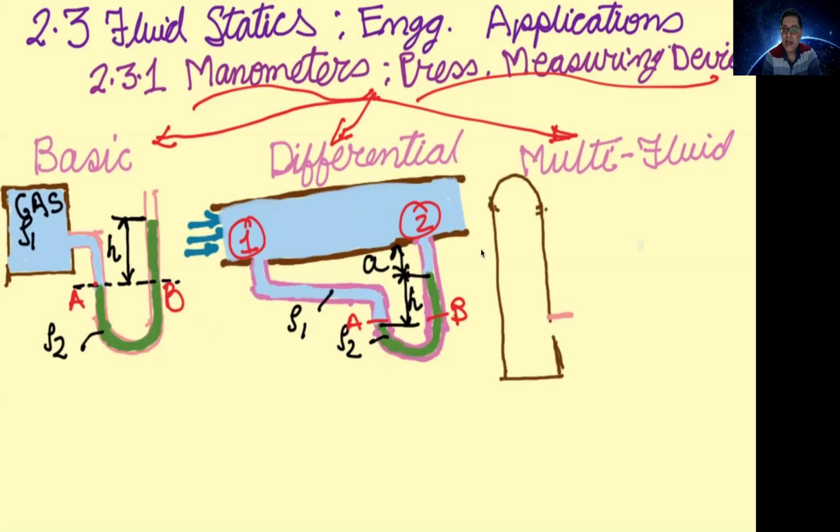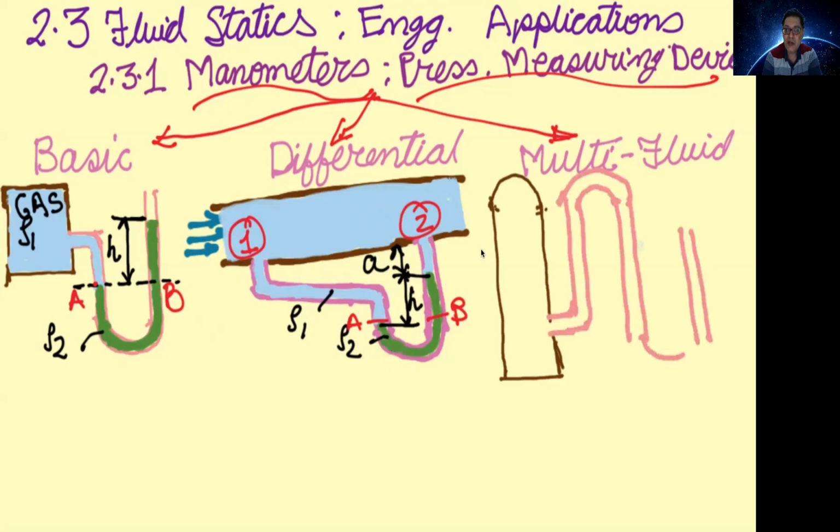Now, many times if there is a large pressure, and if you consider this tube, then this rise h may be very large, and you may need a very large height of the tube. So to avoid that, we use a multi-fluid manometer. So we use a much denser fluid.